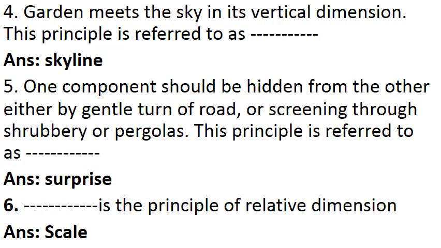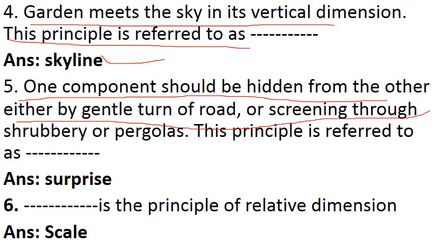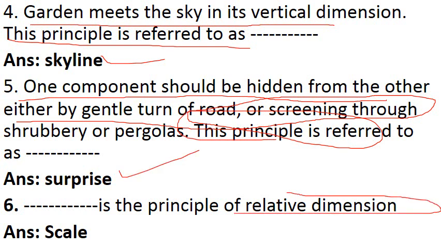Then some more standard questions. The garden meets the sky in its vertical dimension. This principle is referred to as, I told you, skyline. Maybe a huge tree, maybe a waterfall. One component should be hidden from the other, either by a gentle turn about. Here you can make curiosity, more curiosity. So curiosity means surprise. This is the principle of relative dimension. I told you, relative dimension, water garden, tree, shrub, that is scale.